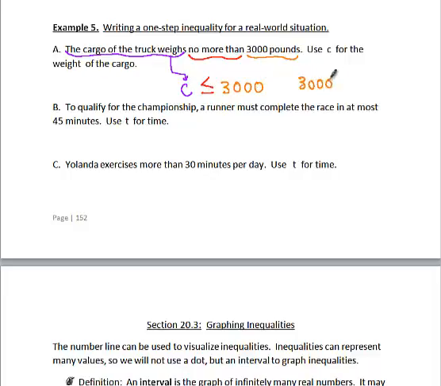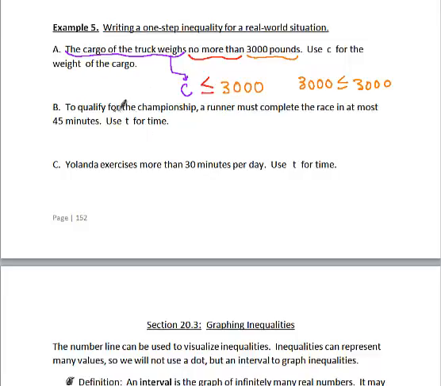3,000 itself is equal to 3,000. So we can't say that it's more. A number can't be more than itself. So that's all it told us. It just said that we didn't want the cargo to be more than 3,000. It didn't say that it could not be equal to 3,000. So we put the equal to sign there.